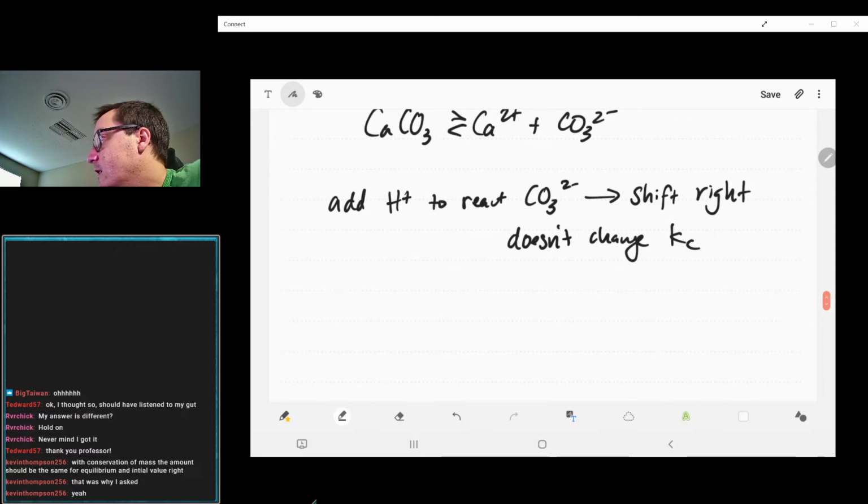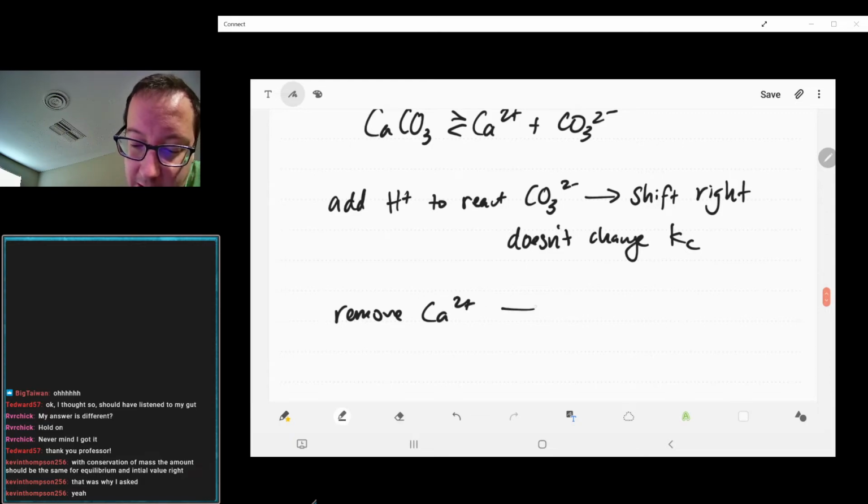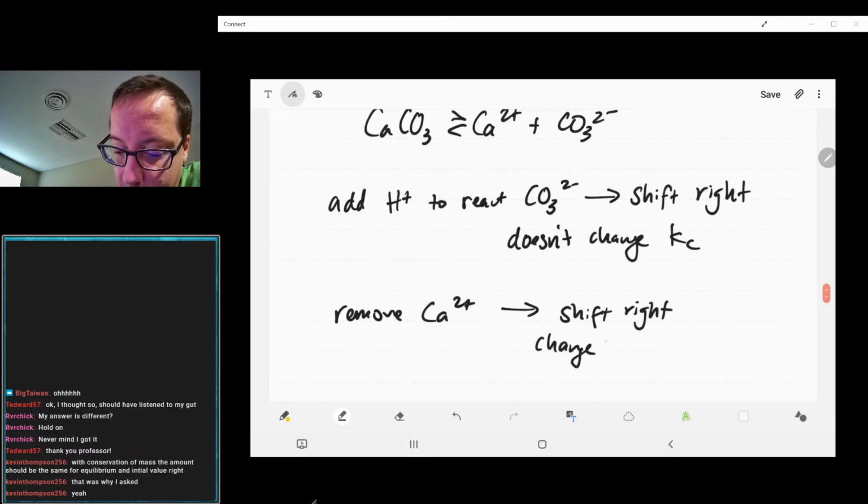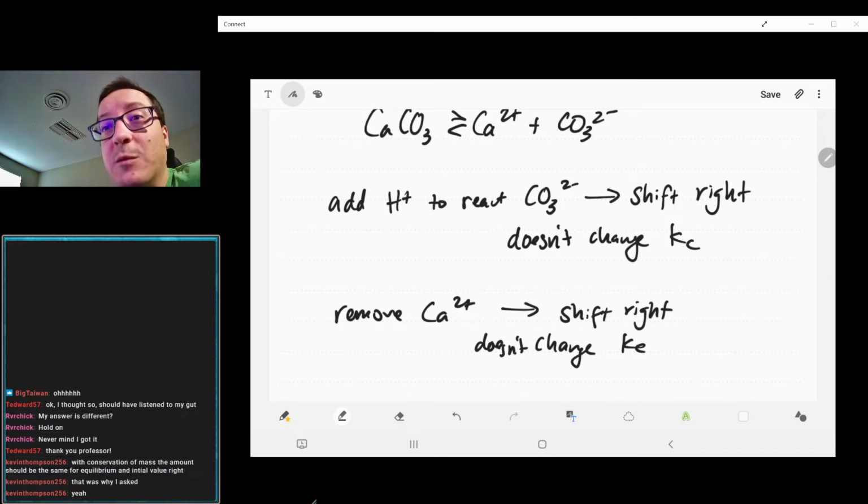Next one is add an anion with which calcium is insoluble. So essentially we are removing calcium. We're going to get the same thing, shift right, but that does not change Kc. Same exact reasoning. We're removing one of our ions, our products, so we're going to make more products in order to reestablish that equilibrium. Next one is increase the temperature.